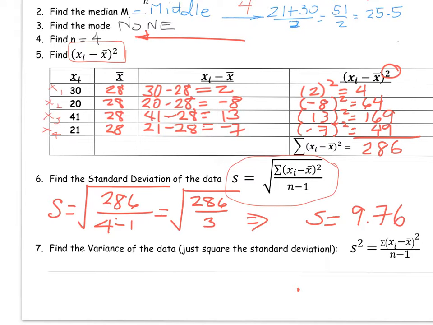And what did we just find? The standard deviation. On average, how far away is each data value from the mean? It gives you a sense of spread, how spread apart the data is.